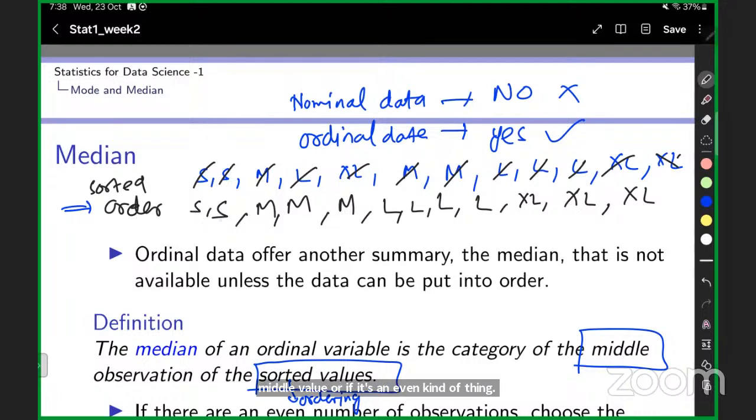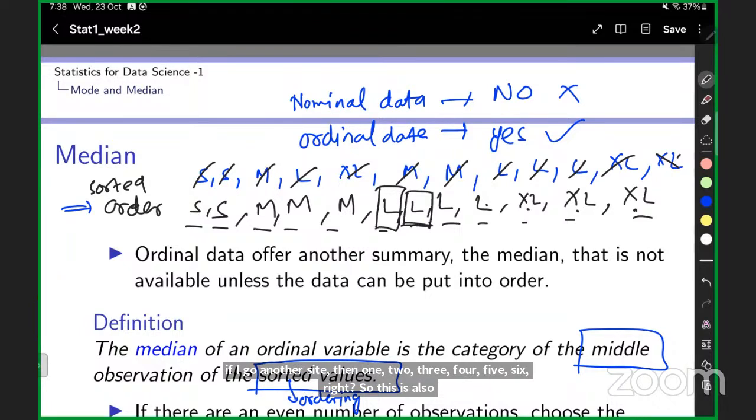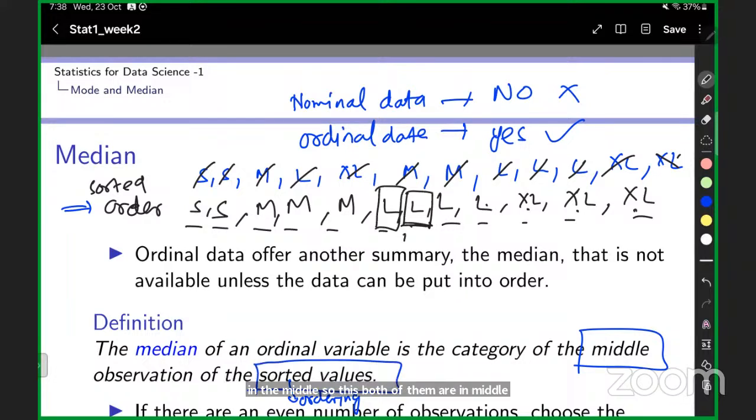So how many do we have? 1, 2, 3, 4, 5, 6, 7, 8, 9, 10, 11, 12. So we have 12 data points, right? I want to figure out the middle of the 12. 12 by 2 is 6. That's how you figure out the middle value. I'll go to where the 6 is: 1, 2, 3, 4, 5, 6. And from the other side, 1, 2, 3, 4, 5, 6, right? So both of them are in the middle, and in this case, both are the same. So I'll say that L is my median.